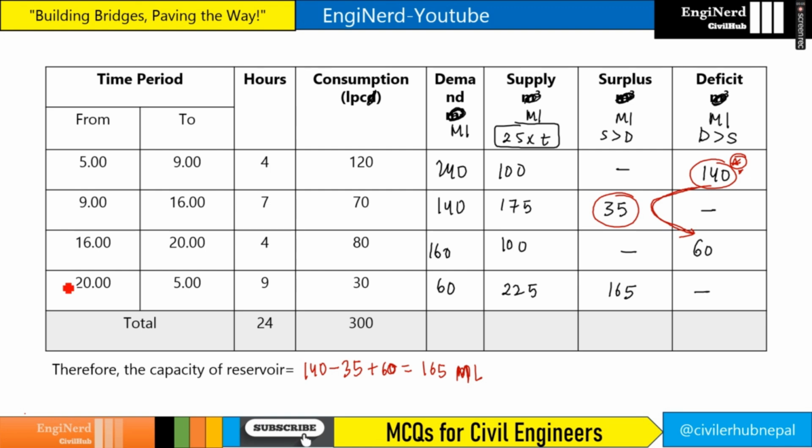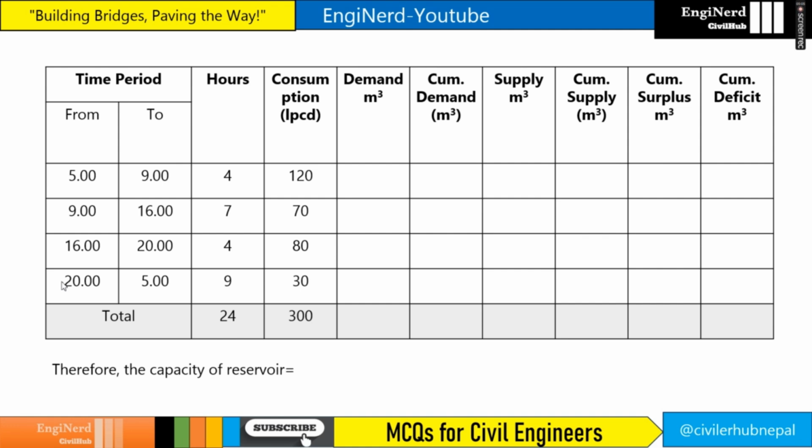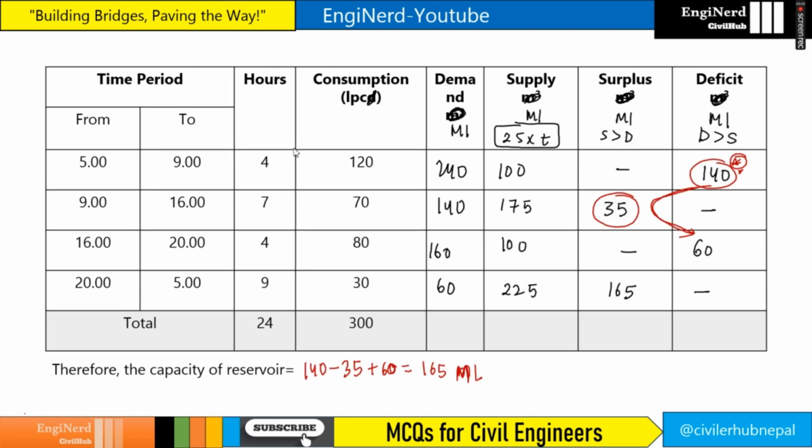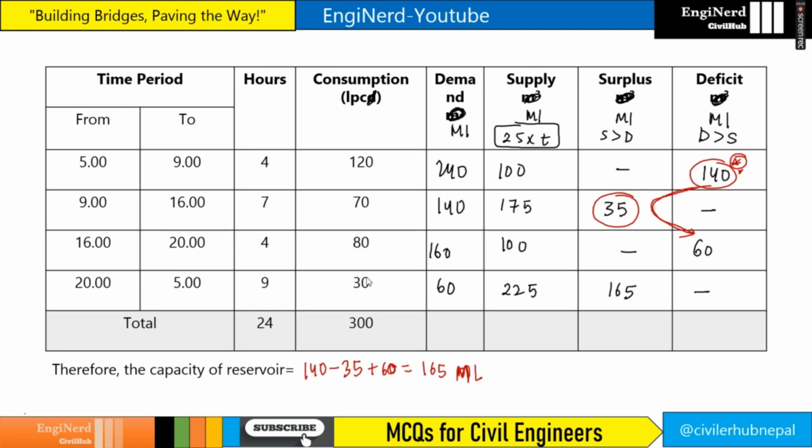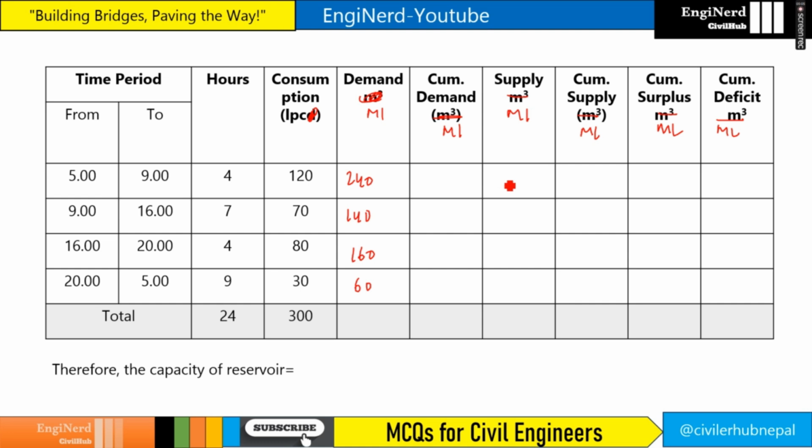Now let's do this particular question from another method as well. So this is the table, and now for the demand part, let's say demand part is 240, 140, 160, 60. And for the supply part, it will be 100, 175, 100, and 225, right?